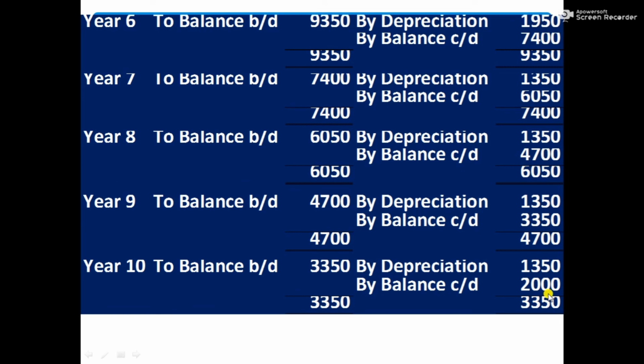After 10 years of depreciation, after the useful life of the asset, the value of the asset now becomes 2,000, that is equal to the residual value of the asset.